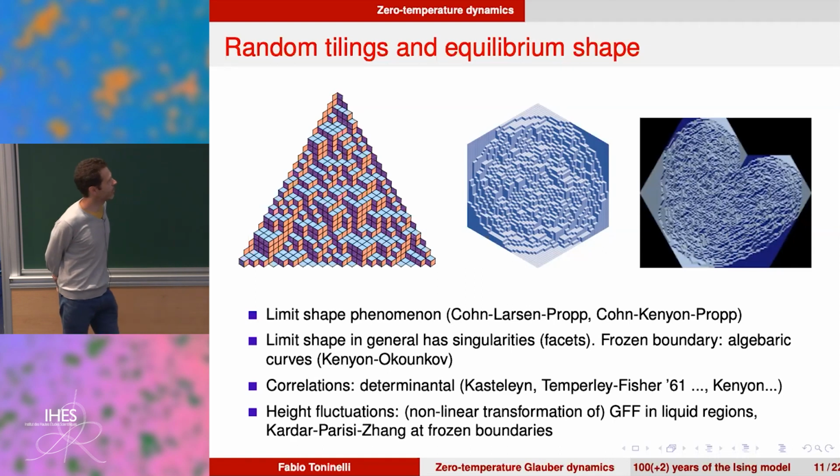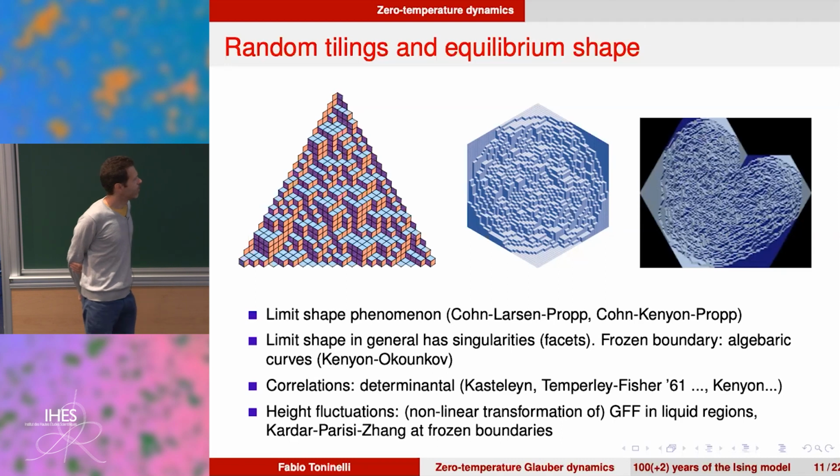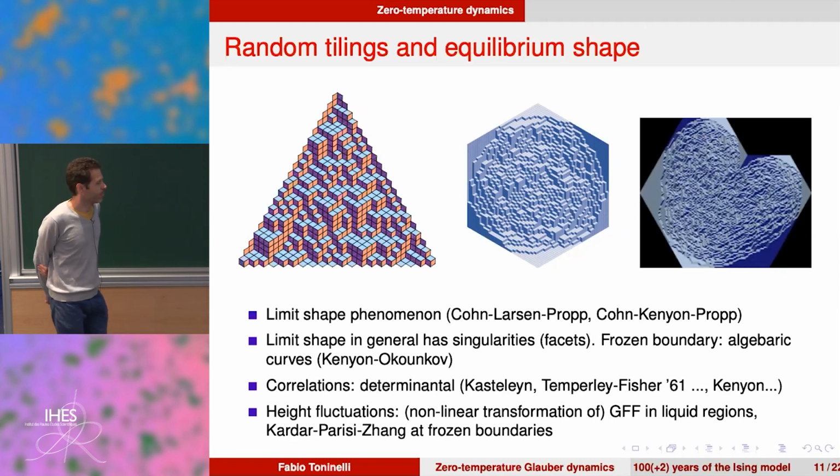The first one is the so-called limit shape phenomenon, or law of large numbers, that was discovered, I think, by Cohn, Larsen, and Propp, if I'm not mistaken.